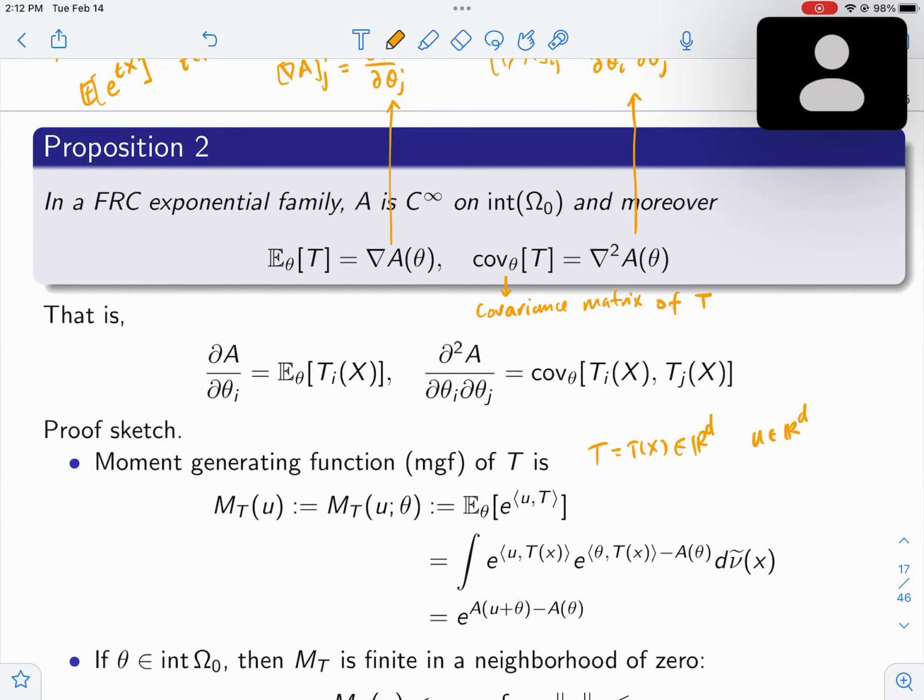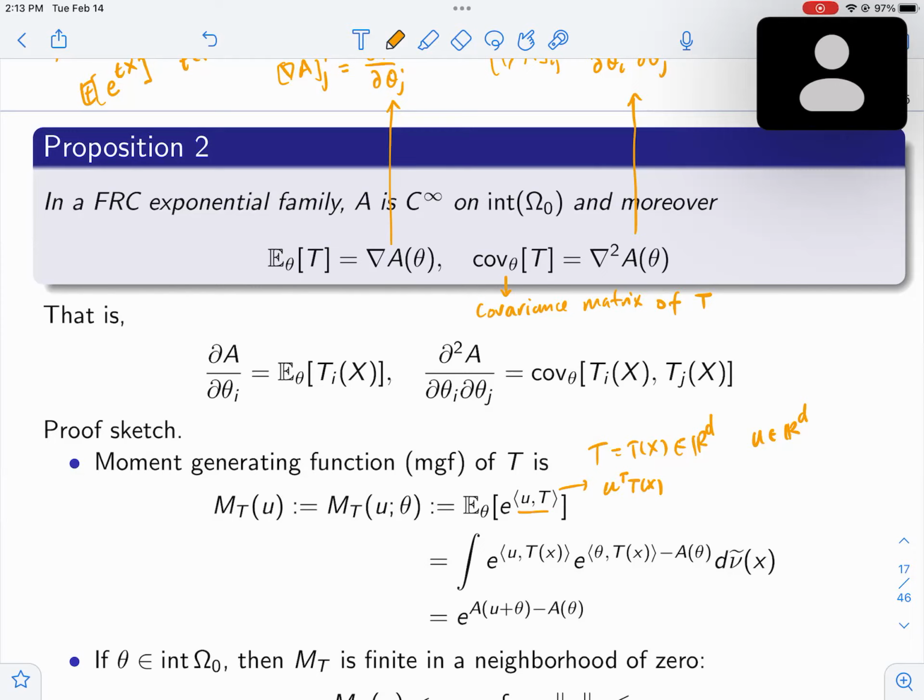So that's how you form a moment generating function. This inner product is just u transpose t of x, right? So basically, you form the moment generating function for these univariate projections, if you want. Okay. Sounds good. You plug in, so how do you compute this?